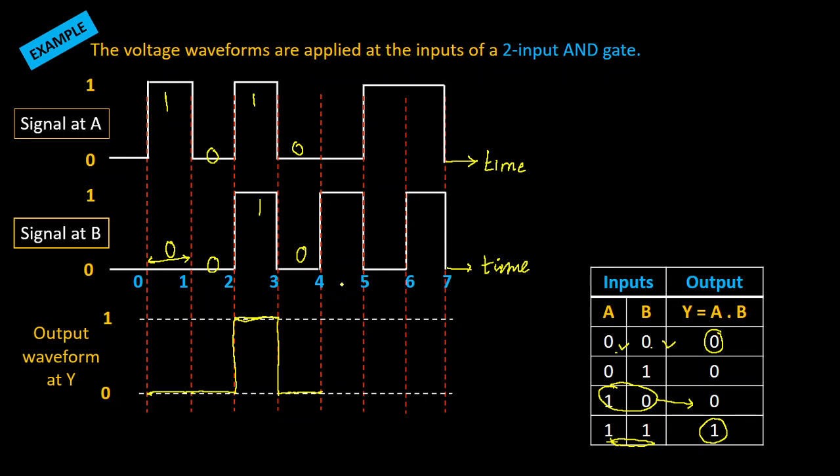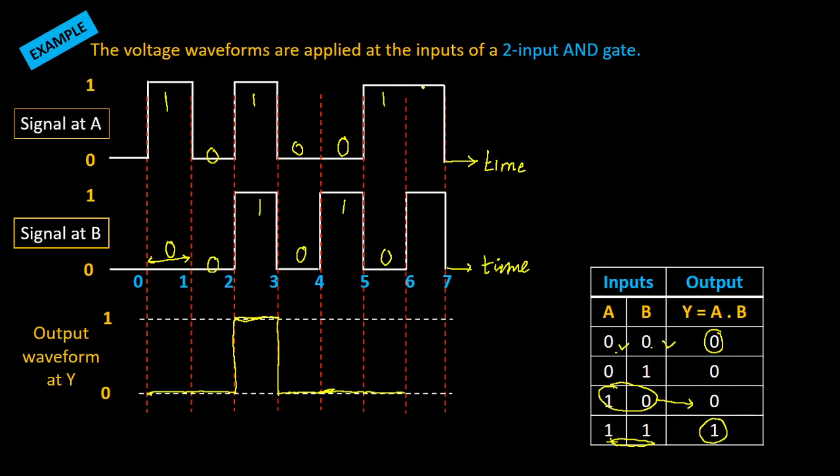Then next, 4 to 5. For 4 to 5, signal at A is 0. Signal at B is 1. Although it is 1, it is still 0 and 1. That is, we are talking about this combination, 0 and 1. So the output is 0. Therefore, this line will be maintained as it is. Then for 5 to 6, signal at A is 1, signal at B is 0. So with 1 and 0, the output will be 0. Therefore, this will be the waveform.